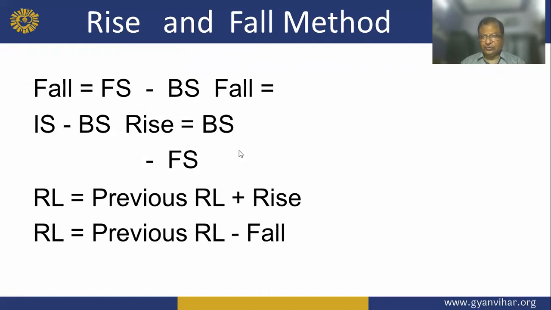Fall is equal to how much level is less, so foresight minus BS, fall is equal to intermediate sight minus backsight. So rise is equal to BS minus FS. So RL is previous RL plus rise. So RL is equal to previous RL minus fall.